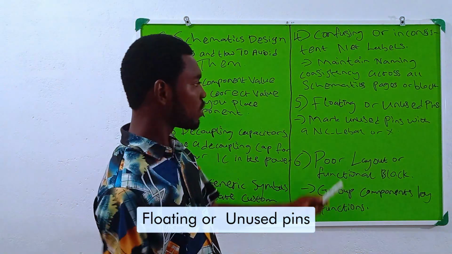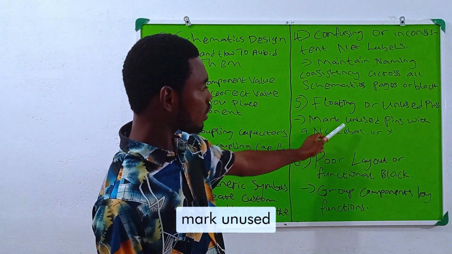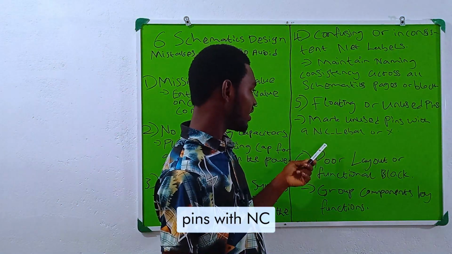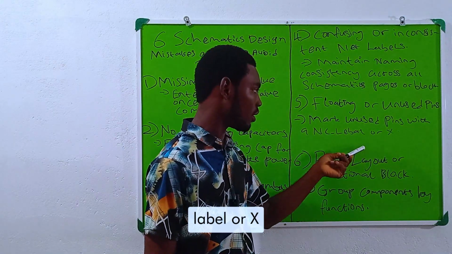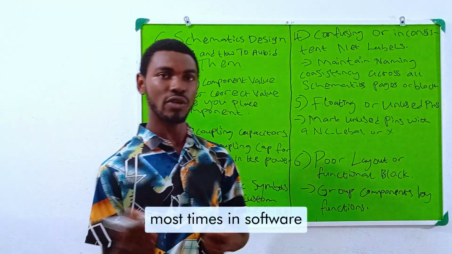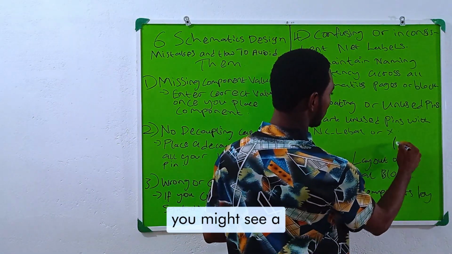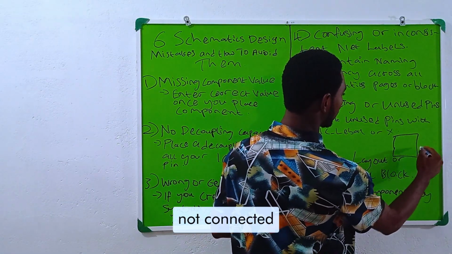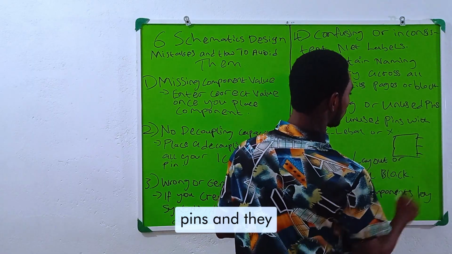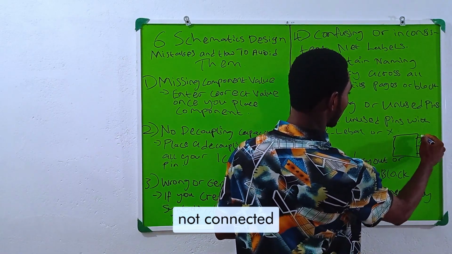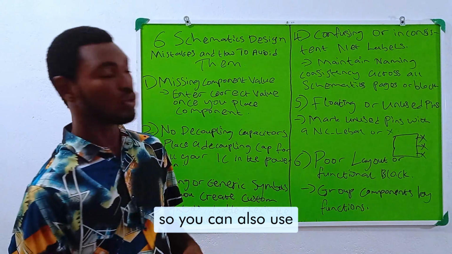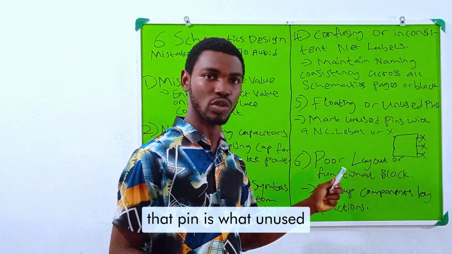Number 5 is floating or unused pins. Mark unused pins with an NC label or X. Most times in software like KiCad or Altium, you might see a symbol that says not connected. This might be your pins and they are unused pins. You can take the not connected symbol, which is X, so you can also use that to identify that that pin is unused.